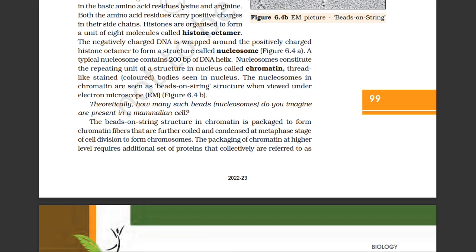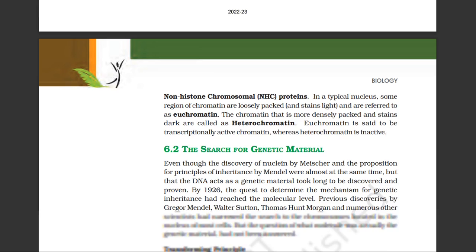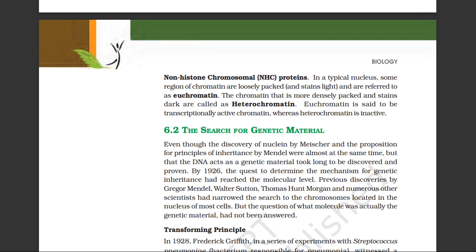The packaging of chromatin at higher level requires an additional set of proteins that collectively are referred to as non-histone chromosomal (NHC) proteins. In a typical nucleus, some regions of chromatin are loosely packed and stain light and are referred to as euchromatin. The chromatin that is more densely packed and stains dark is called heterochromatin. Euchromatin is said to be transcriptionally active chromatin, whereas heterochromatin is inactive.